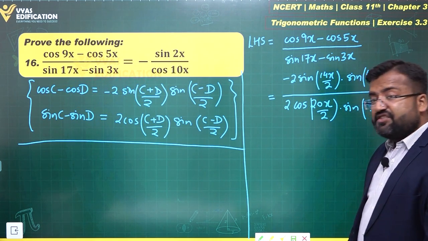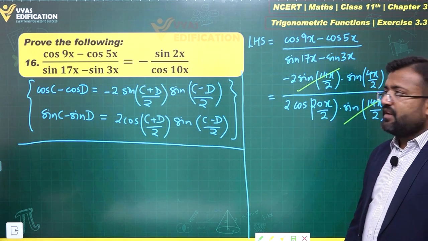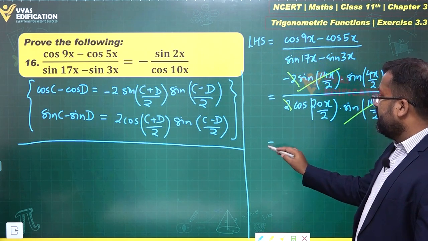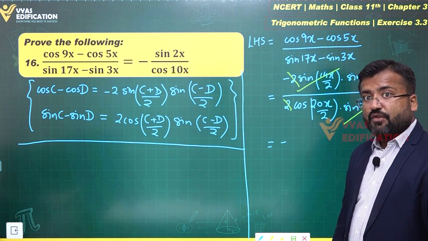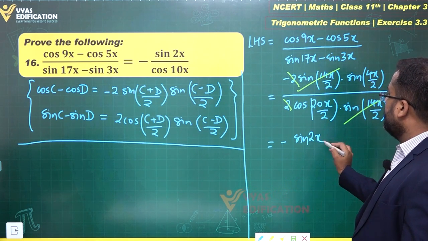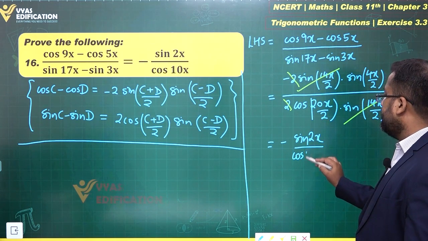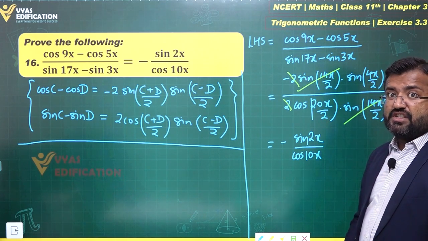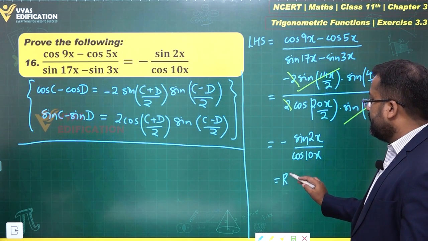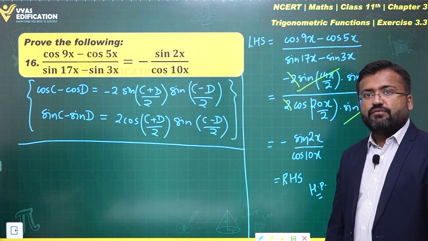After reaching this stage, please observe carefully that sin of 14x by 2 and sin of 14x by 2 are the same, so they will get cancelled. 2 and 2 will get cancelled. What will remain is the minus over here. In the numerator you have sin 2x, and in the denominator you have, sorry, cos of 10x. And observe carefully, is this the RHS? Yes. That's the complete proof. That's all.